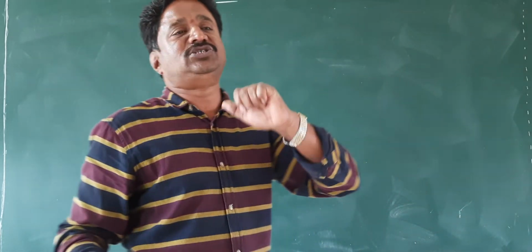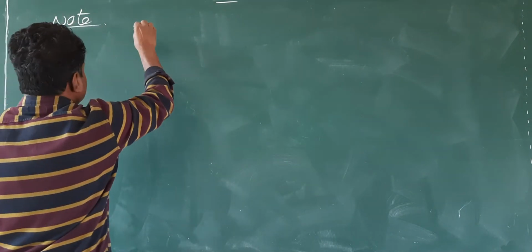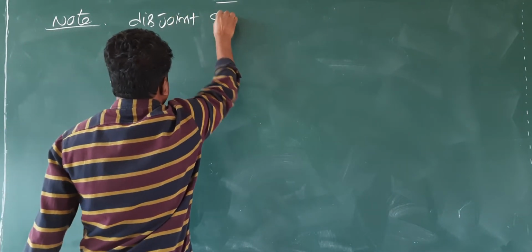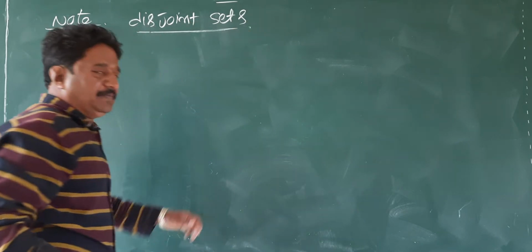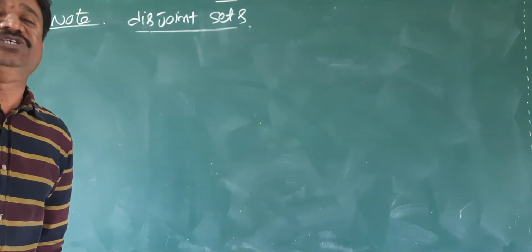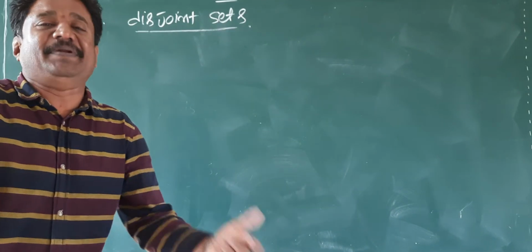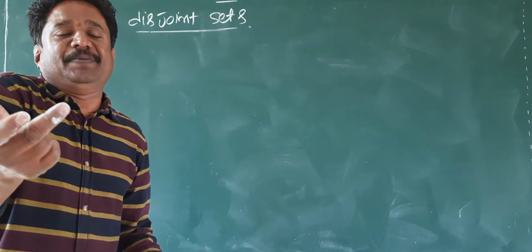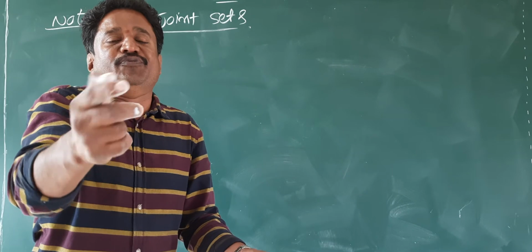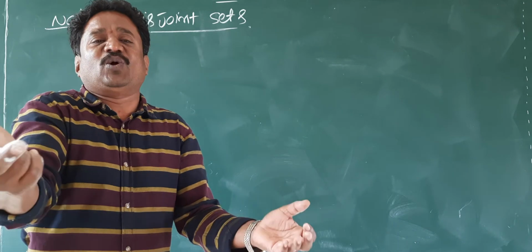In this class, note disjoint sets. From the name itself, disjoint means separate. Two sets are said to be disjoint if there is no common element between them. If sets contain common elements, then they are called joint sets. If two or more sets do not contain any common element, then they are called disjoint.